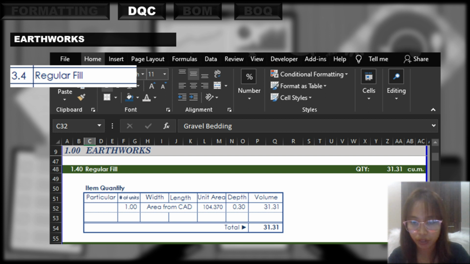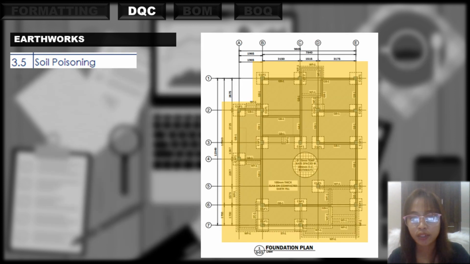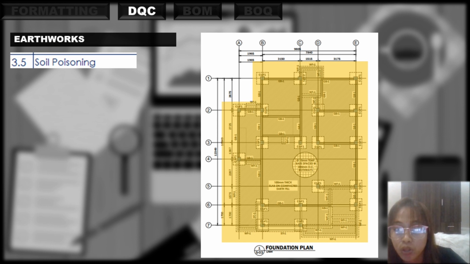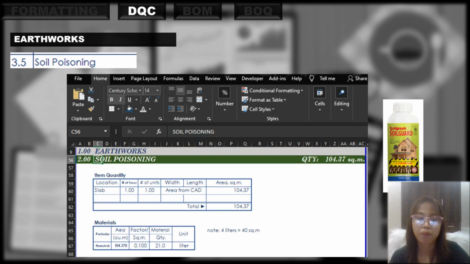We derive the irregular area from CAD multiplied by the uniform 0.3 meters depth till we derive a total volume of 31.31 cubic meters. Soil poisoning is considered as the control measure against unwanted termites. Although this is not shown in the plan, as estimators, we consider the preservation and protection of structures. So we consider here the slab area plus 1 meter allowance all through the perimeter.